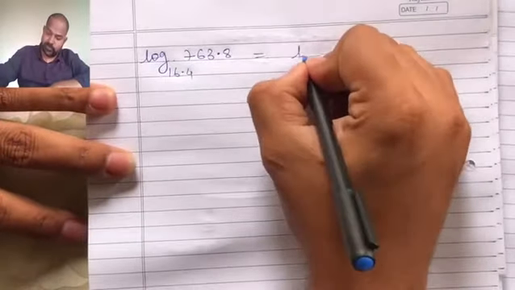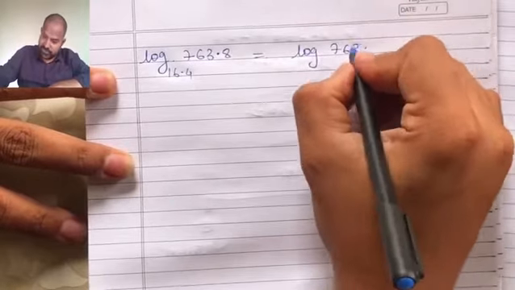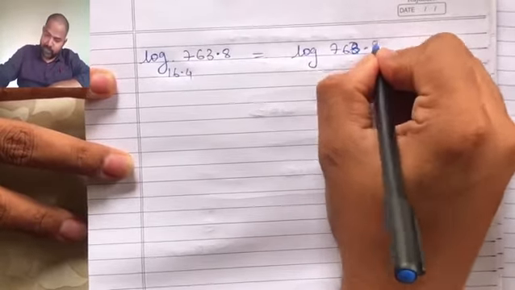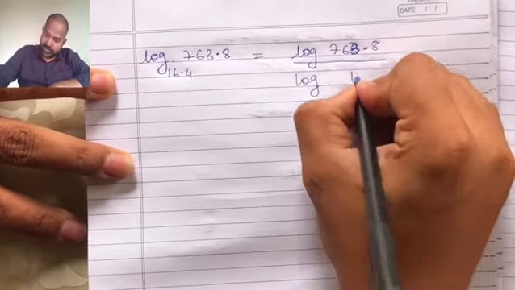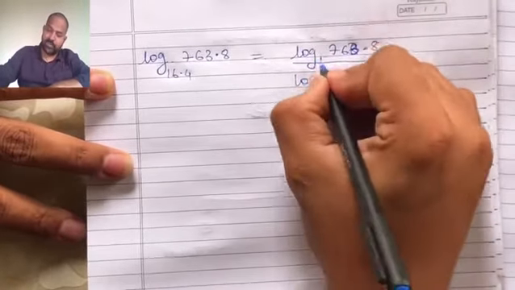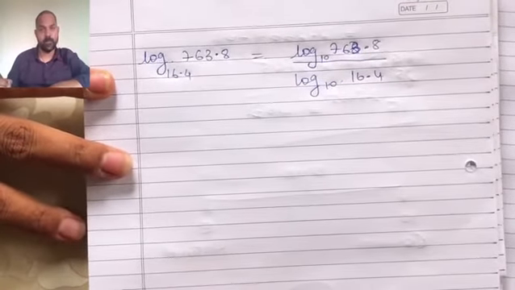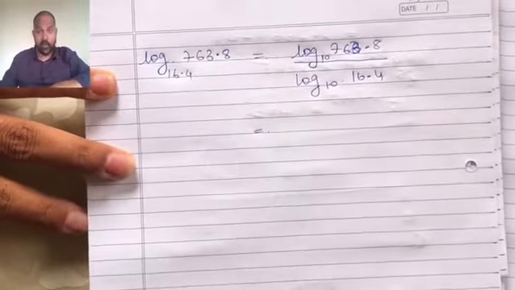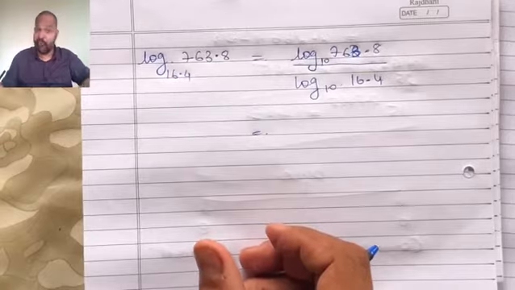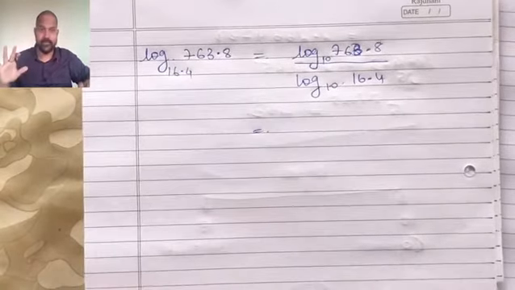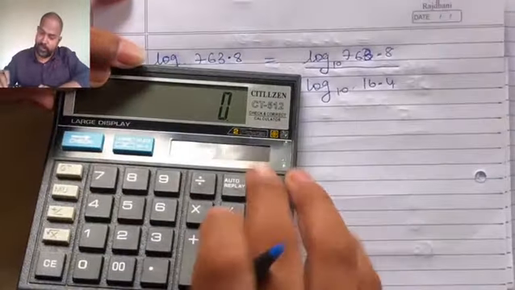I'm changing the base. This will be log of 763.8 divided by log of 16.4. What is the base now? Whatever you want it to be, I am writing it as 10 and 10. According to me now, you can actually find this in the calculator. You don't need to have a log sheet on you because the base is 10. So in your calculators, 763.8.